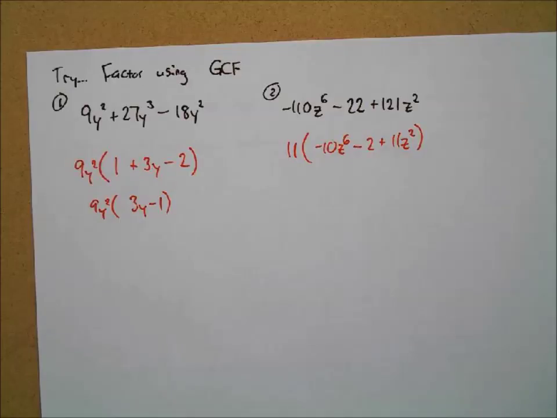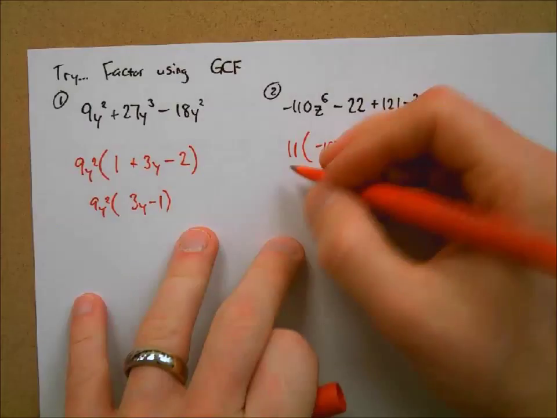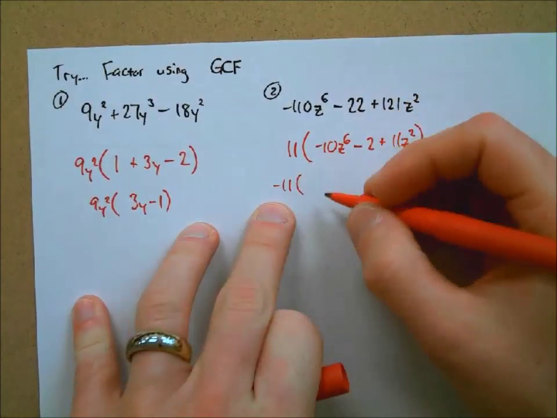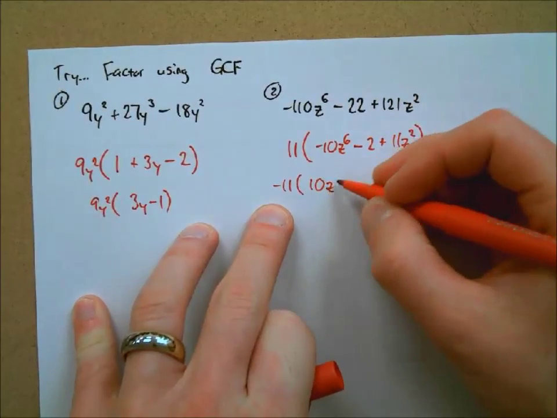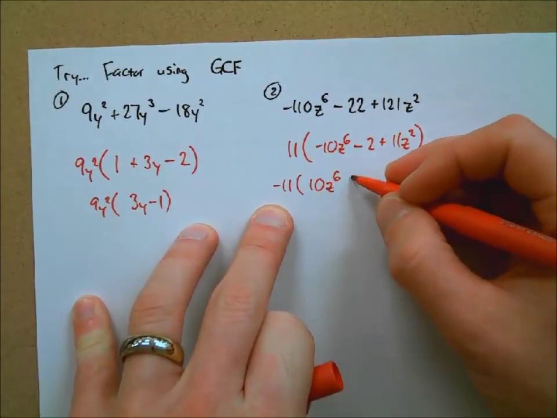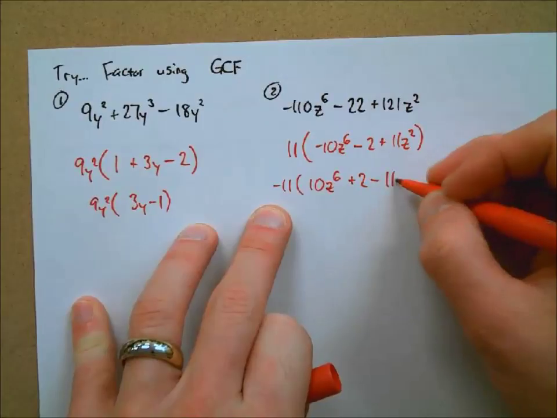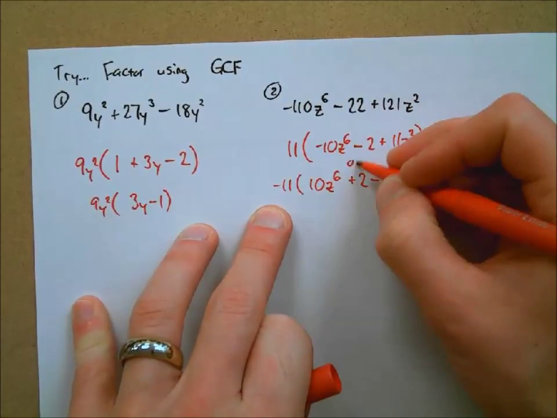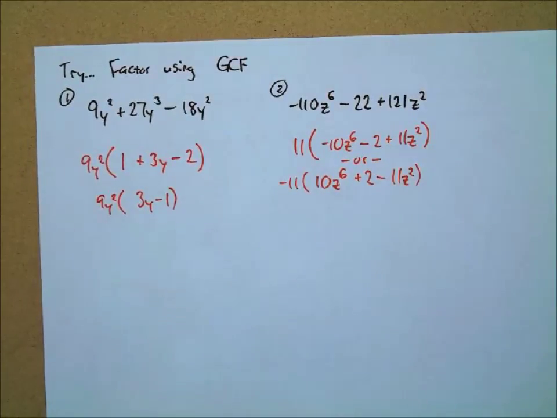So you could have, if you wanted to, maybe that's just your preference. You could have factored out a negative 11, which then would leave you behind a positive 10 z to the 6th, a positive 2, and then a negative 11 z squared. Either one of those is acceptable. At any time, you can factor a negative out, or you don't need to. It's really a matter of personal preference, about whether you want to or not.